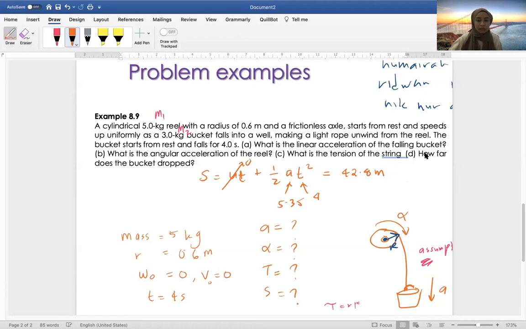meters. Okay, and it says how far does the bucket drop? So it already tells us it's going down, right? So if you want, you can just leave the answer as it is, 42.8, or you can say 42.8 downwards. That's also fine. But the question already said drop, so we already know they're going downwards anyway. But to be safe, just write it. Okay? But you don't have to. But I will encourage you to write it. Okay?